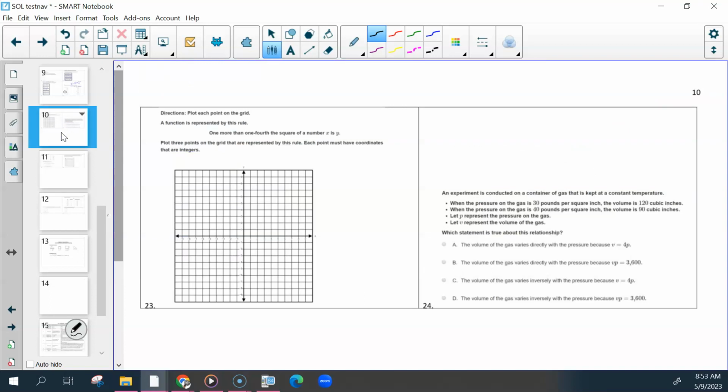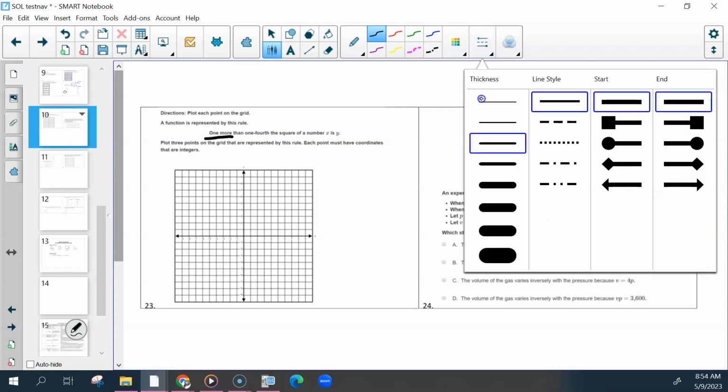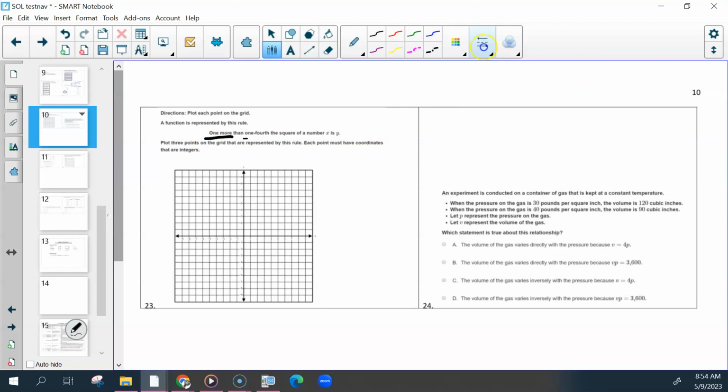23 is very similar. You have words that you can rewrite into an expression. One more than, so we're adding 1/4 the square of a number, so 1/4 is being multiplied to x squared, is y. So y equals, order doesn't really matter. I had it as 1/4 x squared plus 1, but if you had it backwards, that was fine.